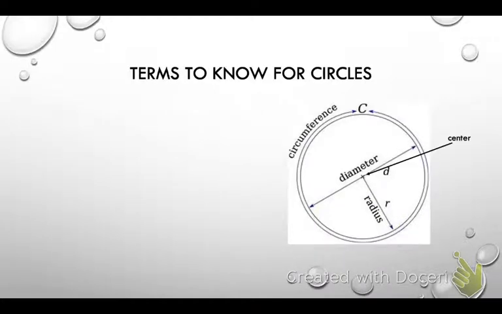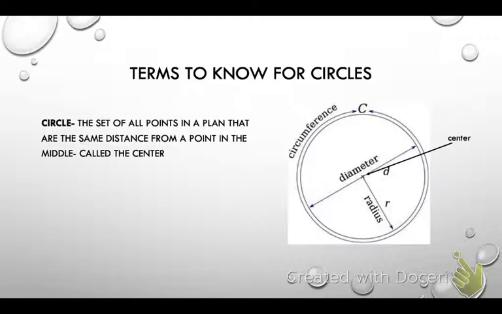Okay, so you should have those terms in your notes. So you should have, what's a circle? Let's find out what is a circle. A circle is the set of all points in a plane that are the same distance from a point in the middle called the center. So write that down so we have the definition of a circle. If you need to pause the video, pause the video.